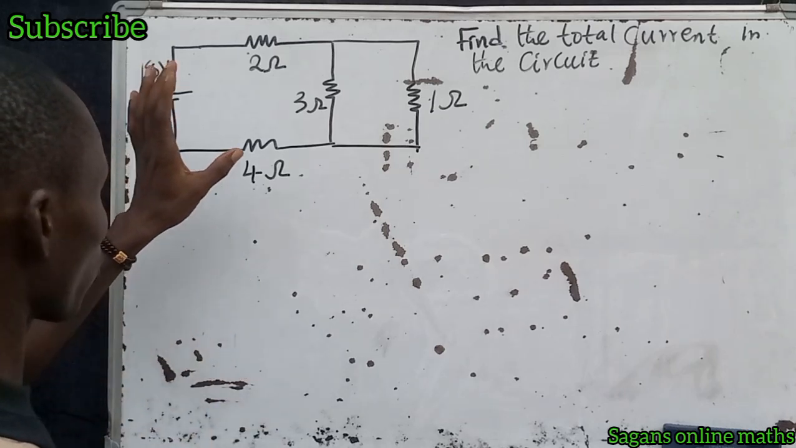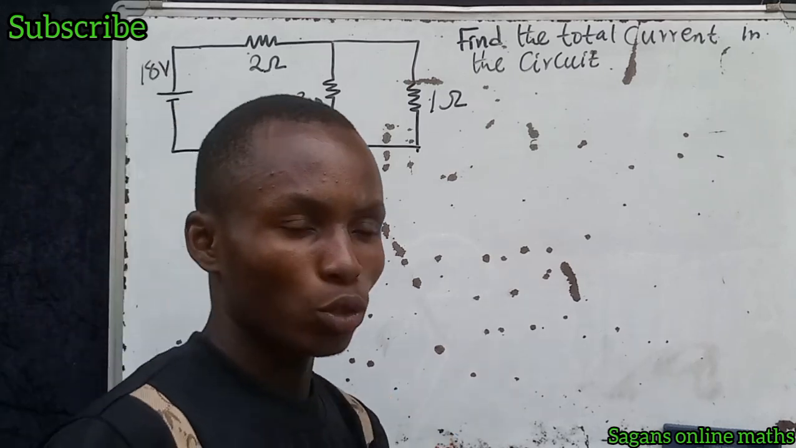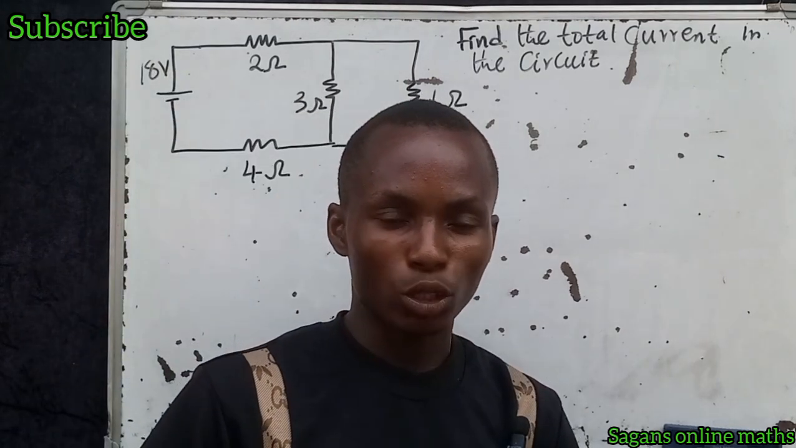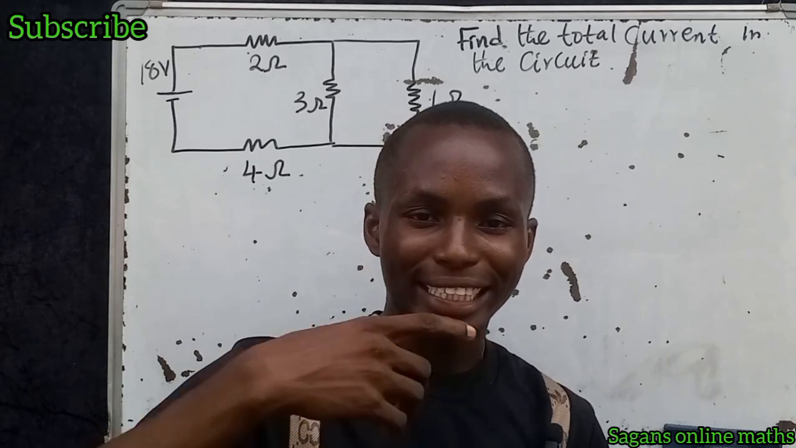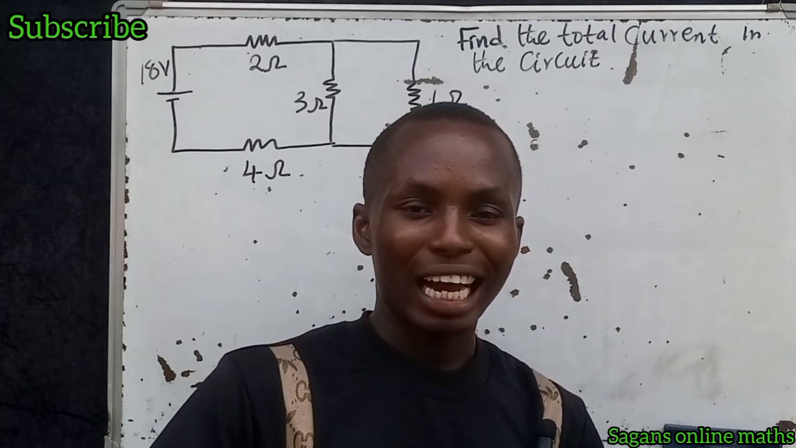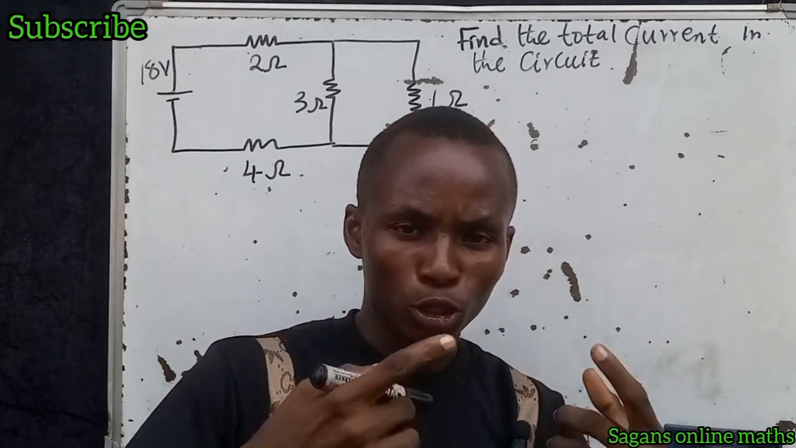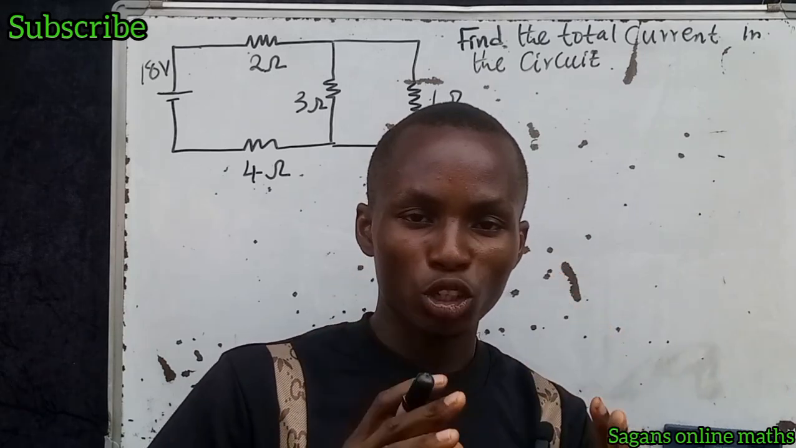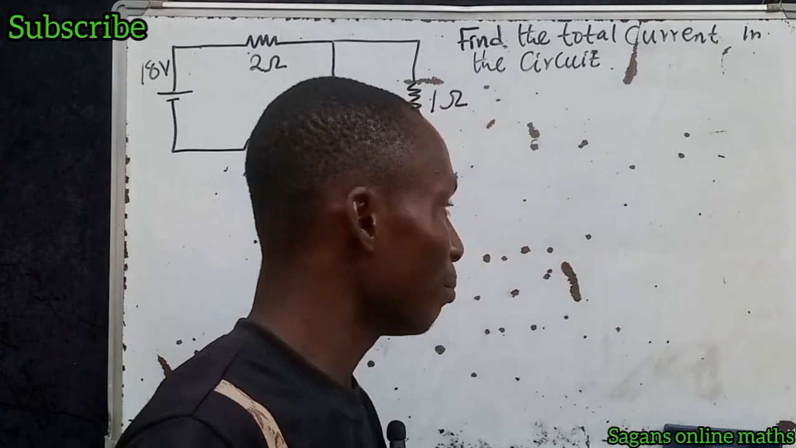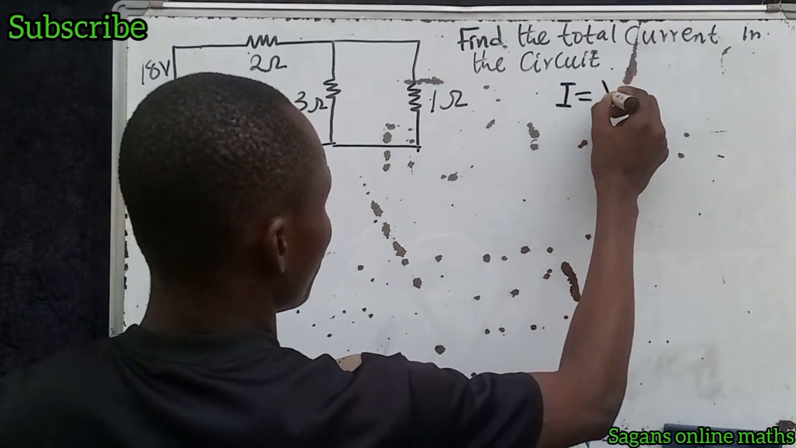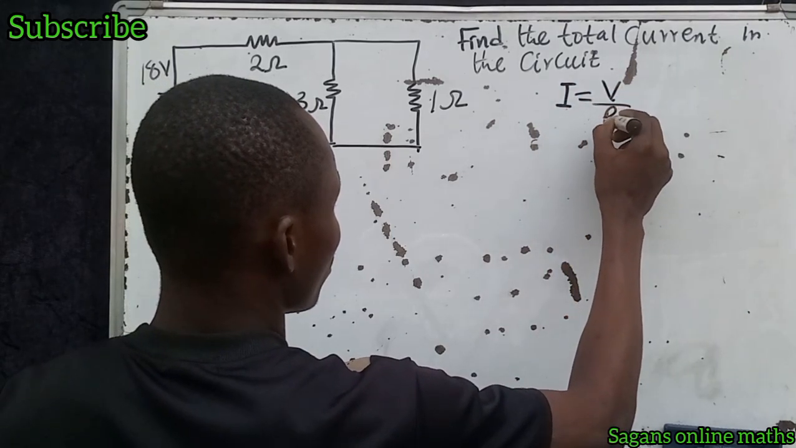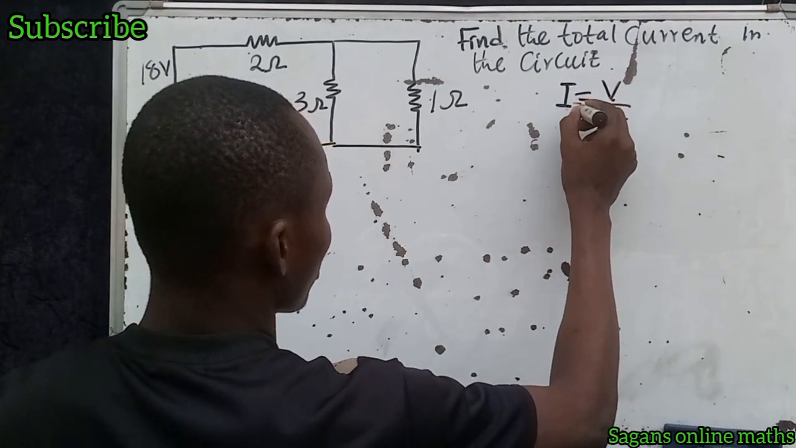Now, let me draw your mind to Ohm's law. Ohm's law states that the total amount of current that flows in a metallic conductor is directly proportional to total voltage and inversely proportional to resistance, provided the temperature remains what? Constant. That means our I is equal to V over R, our total resistance. This is our total current.